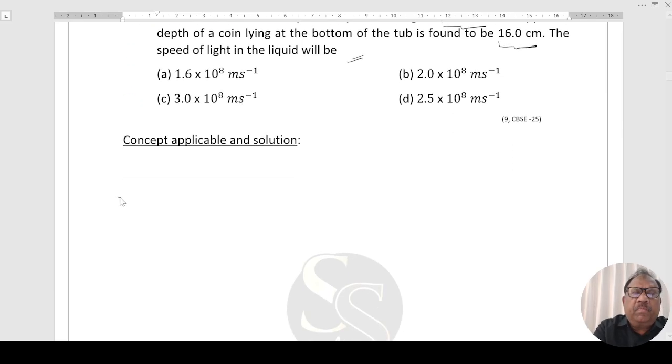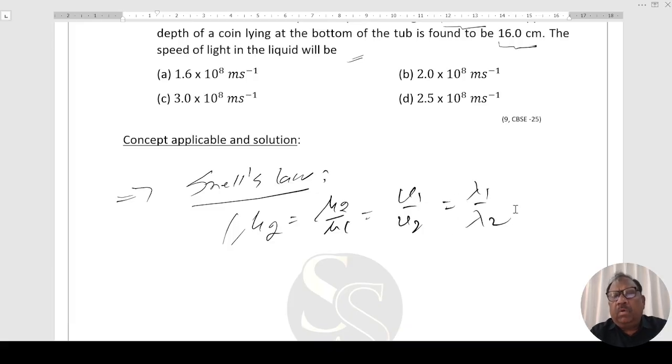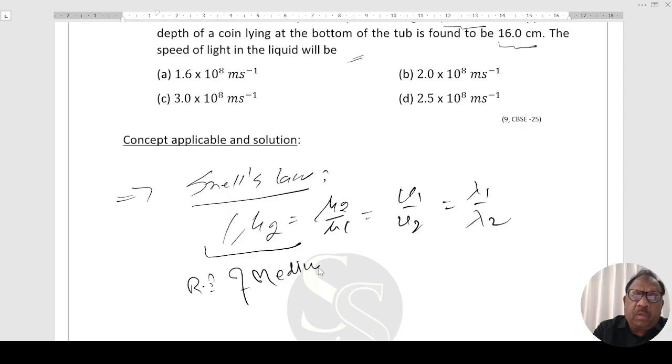concept applicable in solution. What is Snell's law? Snell's law is 1 mu 2 equal to mu 2 over mu 1 equal to V1 over V2, V equal to F lambda, F remains same, lambda 1 over lambda 2. The meaning of this is refractive index of medium 2 with respect to medium 1.